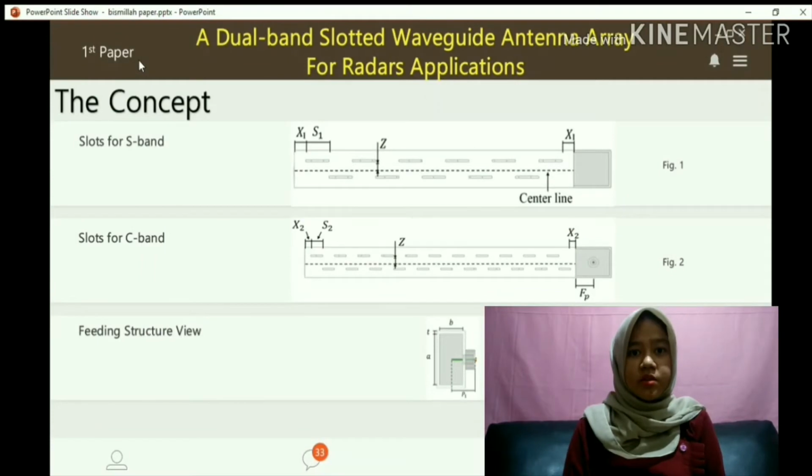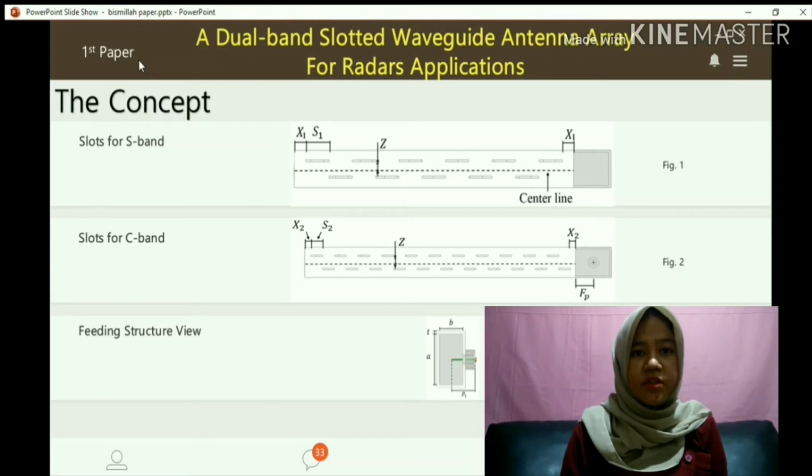The slide is showing the concept of the antenna. The first figure shows side views of the slots designed for S-band. The signal will pass through the slots and propagate. The remaining energy will reflect at the end of the waveguide and will be constructively combined with the earlier wave portion. The same behavior will happen for the C-band that's shown in the second figure, where x is the distance between the last slot center and the waveguide end, s is the slot size, z is the distance between the slot and the center of the antenna, and fp is the distance between the probe and the beginning of the waveguide antenna array structure. And the last figure shows the feeding structure view.